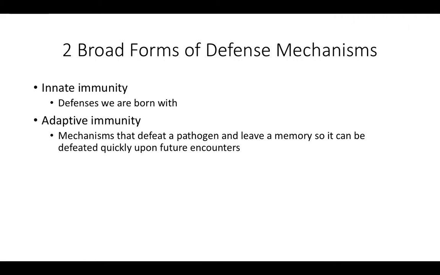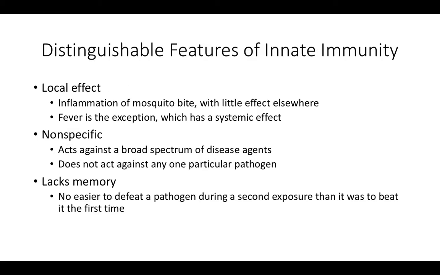And we have two broad forms of defense mechanisms. Like I said, today we're going to be focusing on innate immunity, so those are the defenses that we're born with. And then adaptive immunity are the mechanisms that we develop over time that defeat a pathogen and then leave a memory so that we can defeat that pathogen again quickly upon any future encounters.